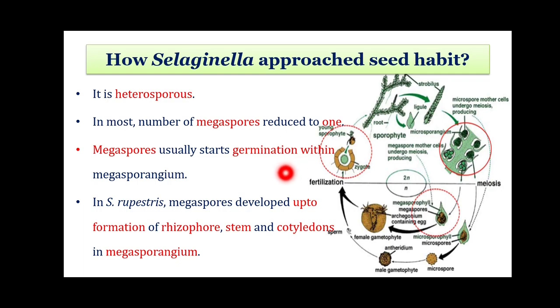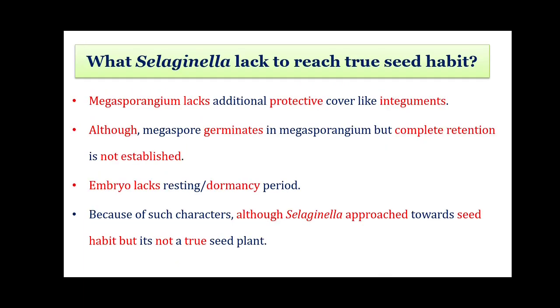So by this you can say that as the megaspore is germinating within the megasporangium, it is dependent on the sporophytic plant body. In the plant Selaginella rupestris, the megaspore develops up to the formation of rhizophore, stem and cotyledonary stage in the megasporangium itself. So this is how, because of such characters, we can say that Selaginella has approached toward the seed habit.